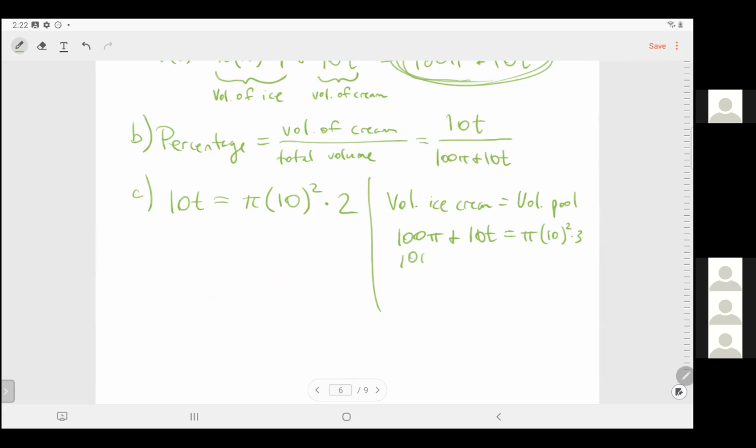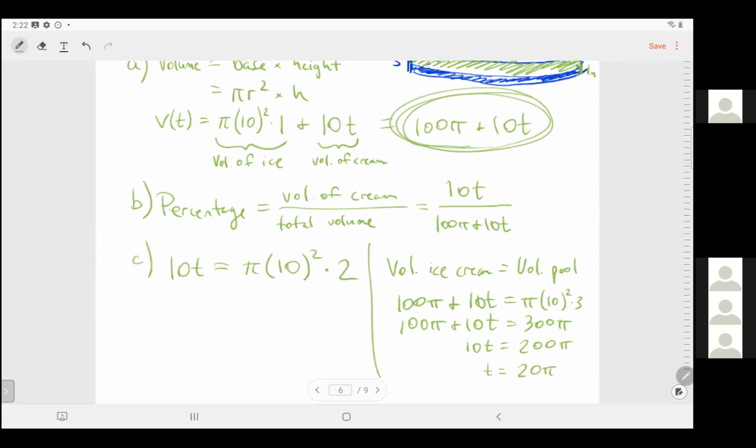So solving here, I'll keep the left side the same. So that's 300 pi. And I subtract 100 pi, 200 pi, divide by 10. Okay, and so 20 pi is a weird number to talk about in terms of hours, but there you go. That'd be about 60 hours or something. It's a pretty slow pumping rate.